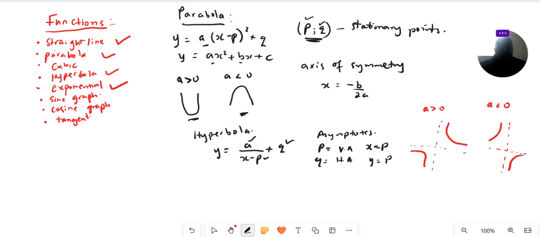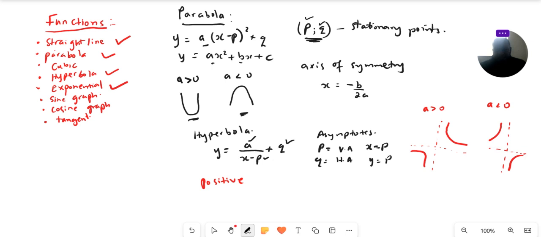Yes, that is the asymptotes, the equations of asymptotes, when they ask you the equations of asymptotes. And another important thing is when they ask you, or when they talk about things like positive gradients.